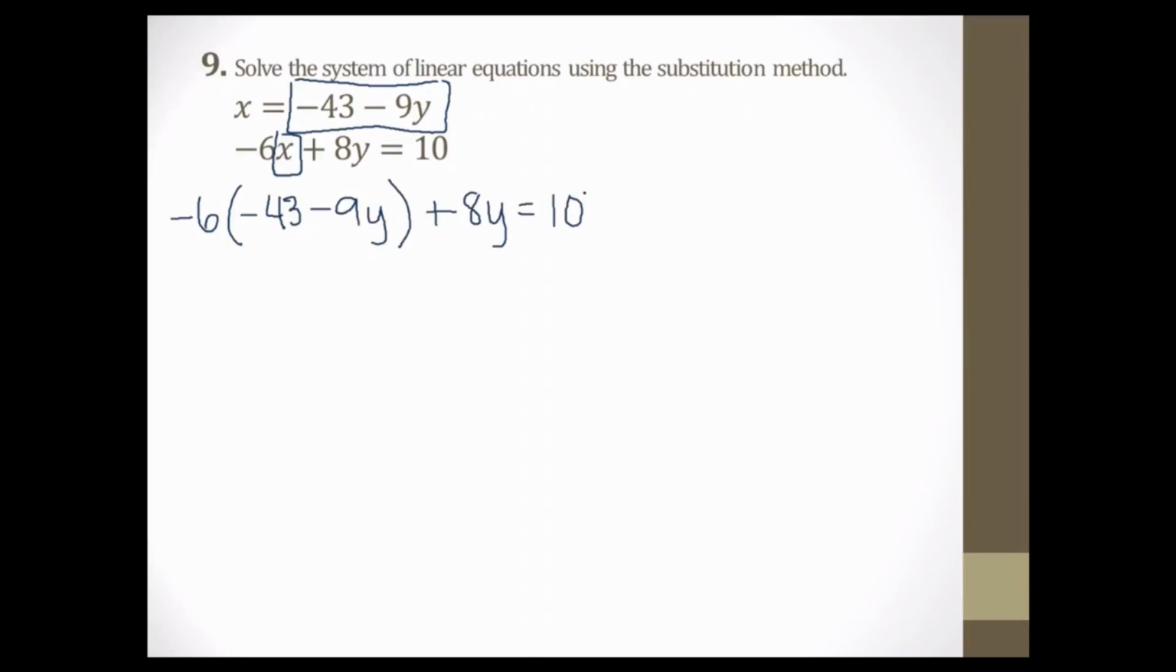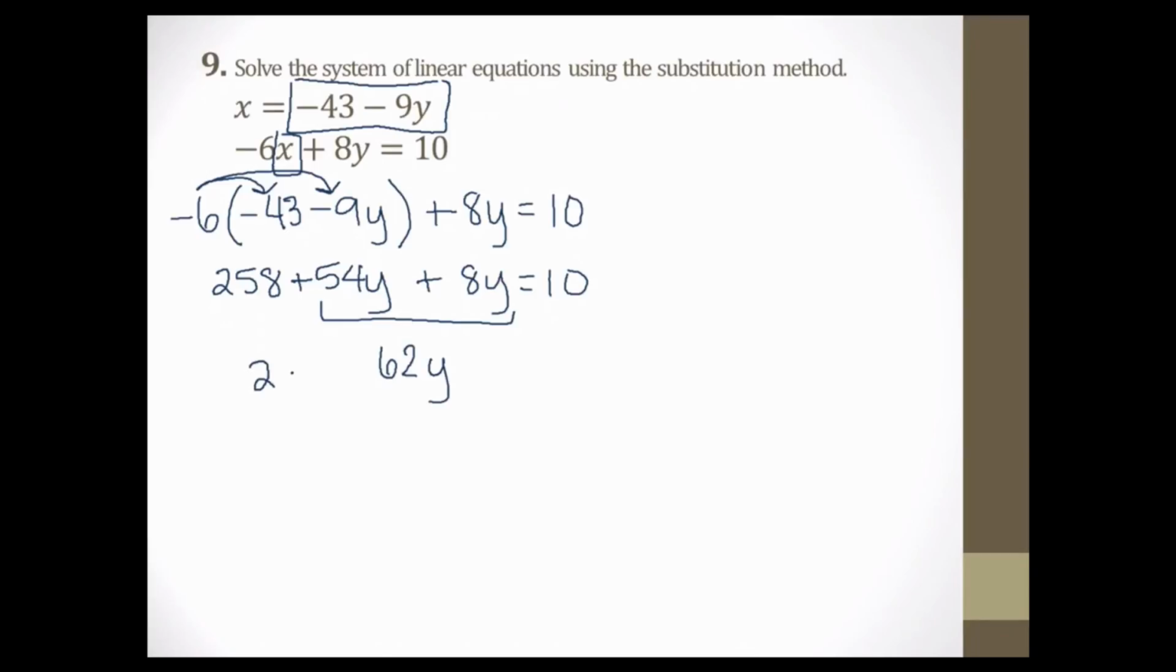All right, so I'm just substituting that expression that's set equal to x into the other equation. So I have -6 times -43 will give you a positive 258. Then -6 times -9y will be positive 54y. Then I'm going to bring down my plus 8y equals 10. Now let me combine like terms on the left-hand side. 54y plus 8y will give me 62y. Then I have 258 plus 62y equals 10.